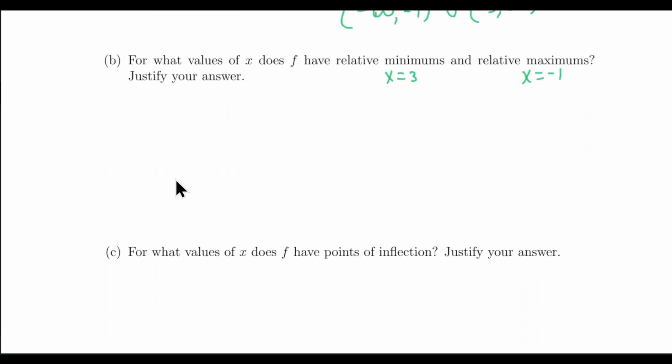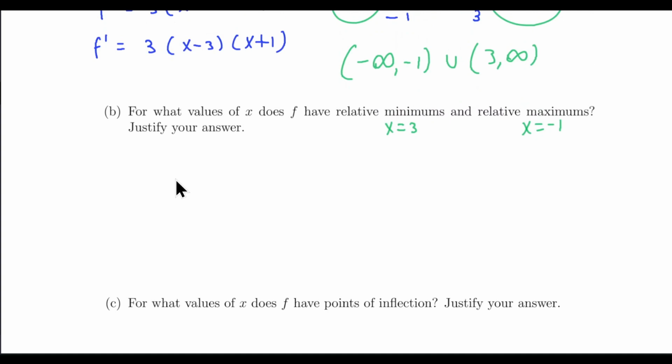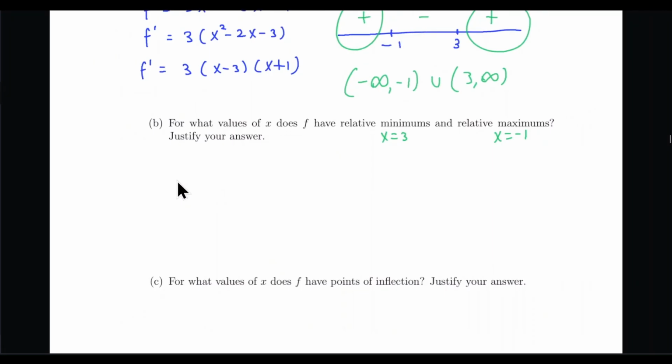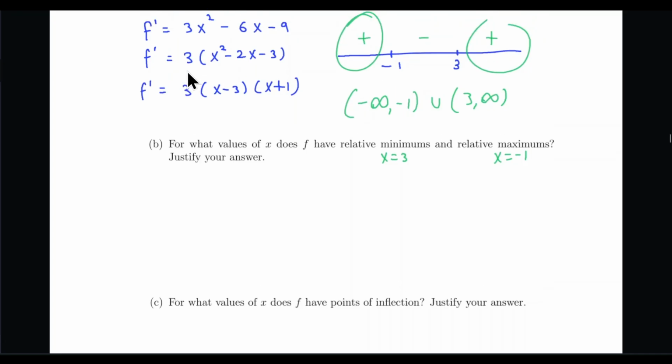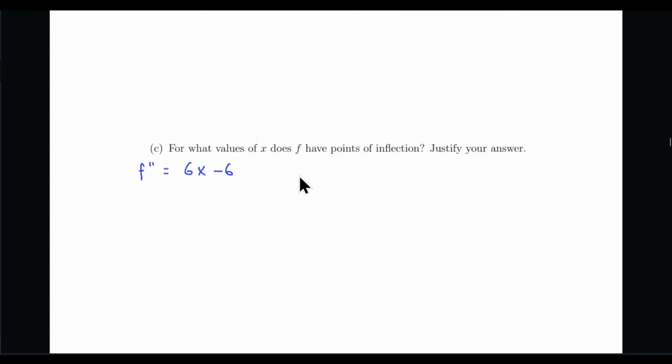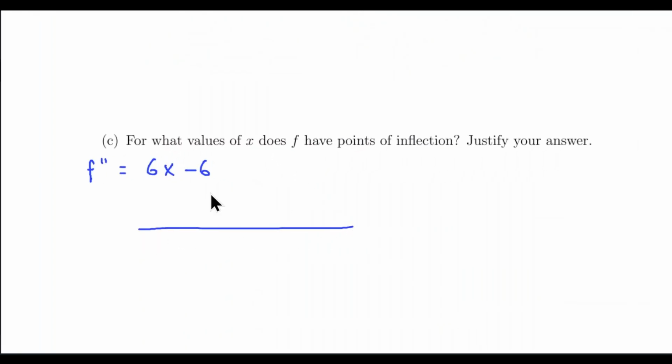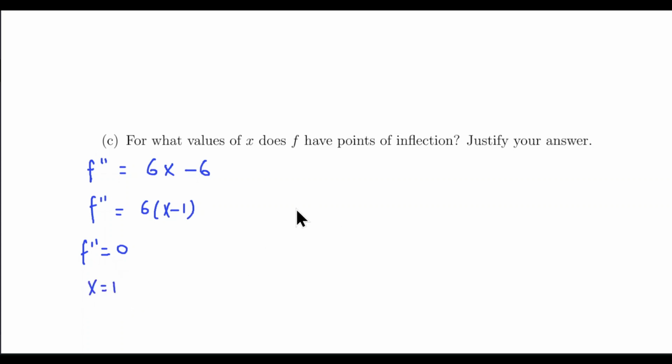Oh, there's more. For what values of x does this have a point of inflection? So point of inflection is all about the double derivatives. So let's find the double derivative of this one. f double prime is going to be 6x minus 6, right? That's pretty straightforward. If I take a 6 out, I'm left with x minus 1. And when we equate this double derivative to 0, we will get x equal to 1.